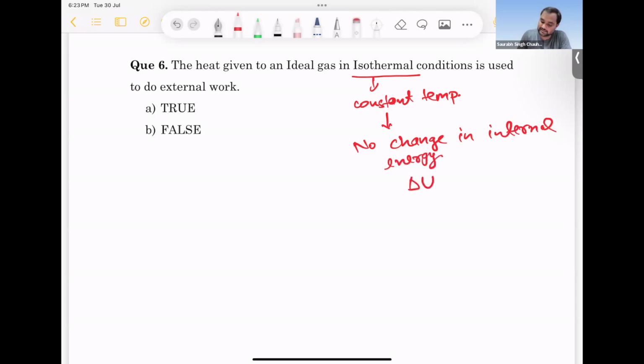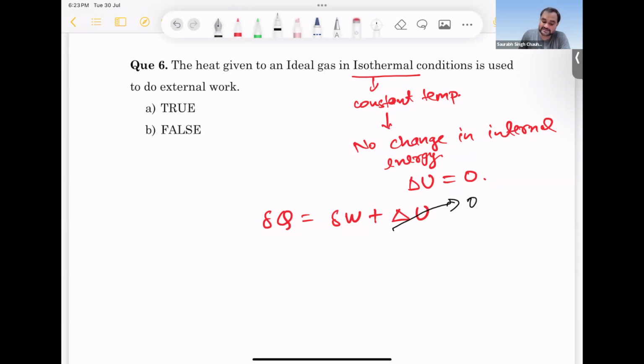So delta U will be 0. Now, heat given to an ideal gas in isothermal conditions is used to do external work. If you use the first law of thermodynamics, which is del Q is equal to del W plus del U, here delta U is 0, because it is an isothermal process.